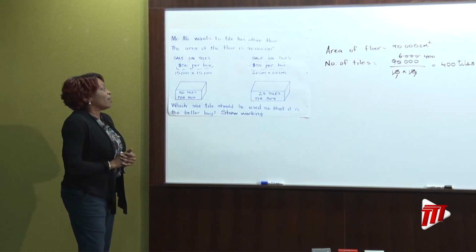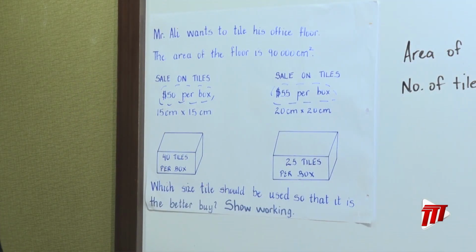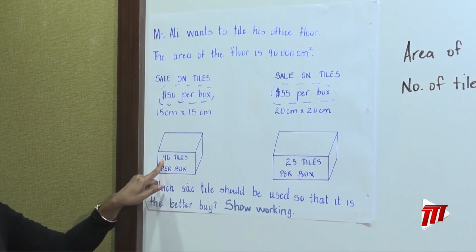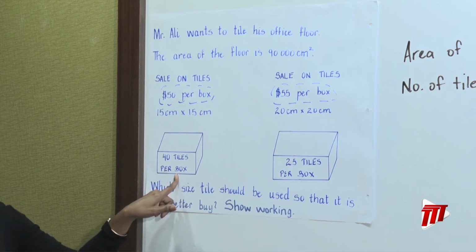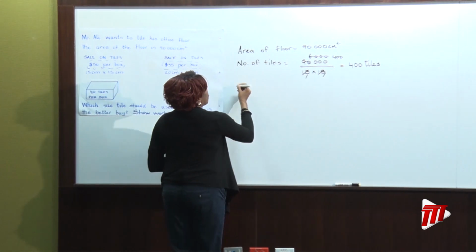Now we can determine the number of boxes that we need. Remember, we have determined that we need 400 tiles, but there are 40 tiles per box. So now we can determine the number of boxes that we need. What are we going to do? We are going to divide the 400 by 40. So that will represent the number of boxes.